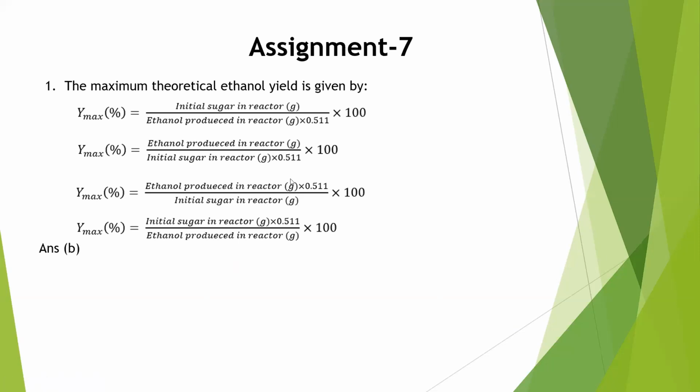So the correct answer is B. The maximum theoretical ethanol yield is given as the ratio of ethanol produced in reactor to the initial sugar in reactor into 0.511 into 100.